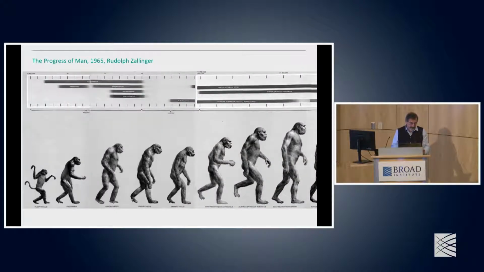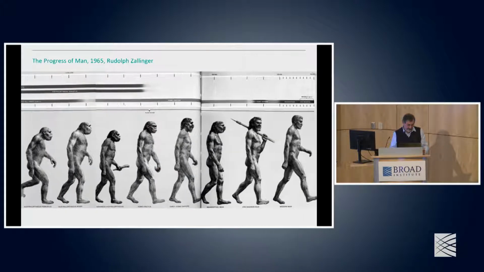And it can also be implied by a linear progression. Rudolf Zallinger, who's an important scientific illustrator, developed The Progress of Man in 1965. He used differences in posture and body hair to represent the evolution of the human animal. He also puts representative tools in the hands of some of these ancestors. Modern man from 1965 has a much better haircut than the others, but he's not yet carrying a cell phone.